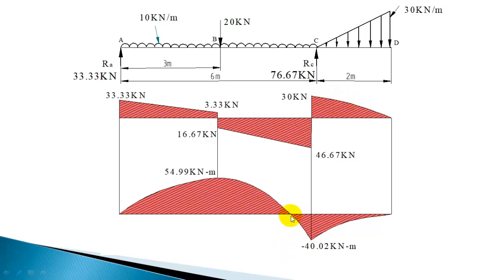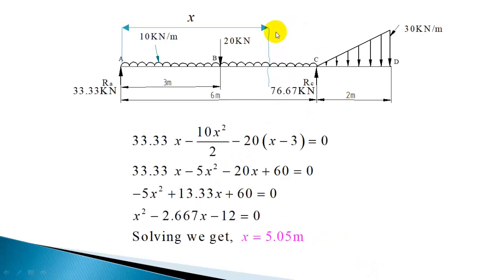Now there is a point of contraflexure that is coming in the section BC. You should write down the bending moment equation for this section and equate it to 0 to get the point of contraflexure. So you have to write down the bending moment equation for the section BC and equate it to 0. So let us take a section in the portion BC at a distance x from the left end. Now you can write down the bending moment equation.